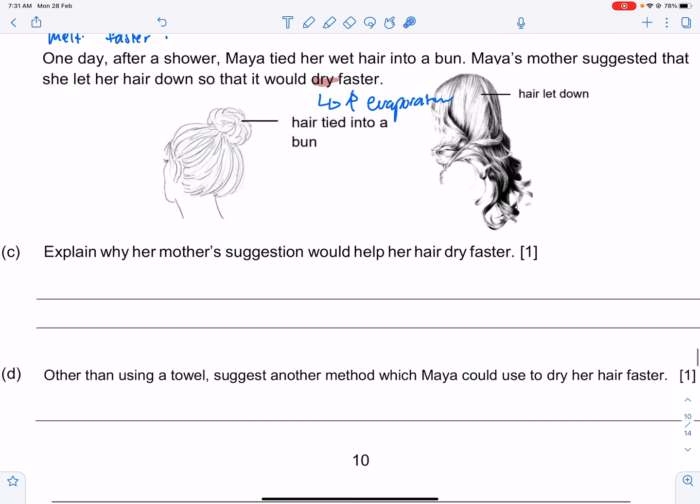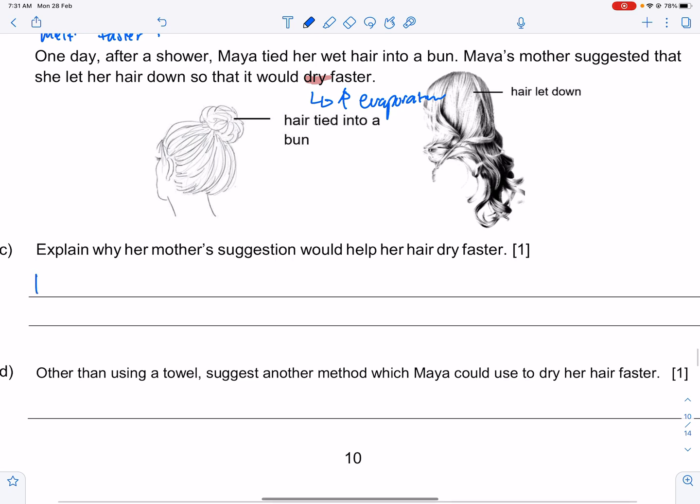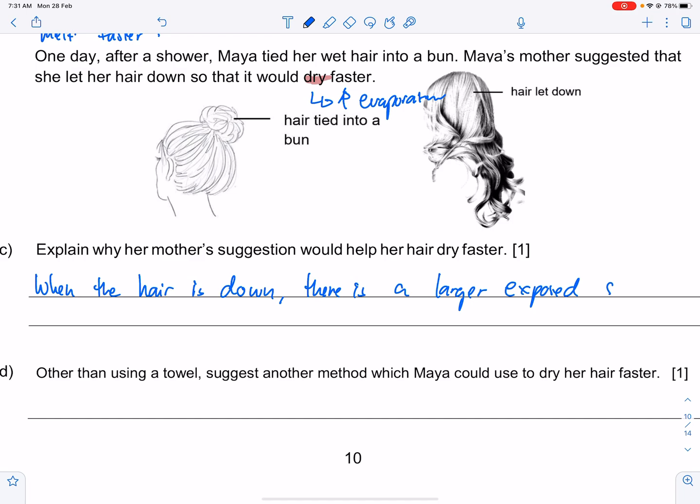All right. So let's translate that into your written answer. Okay, so when the hair is down, there is a larger exposed surface area. So the rate of evaporation is higher. Right? And that will allow her hair to dry faster.